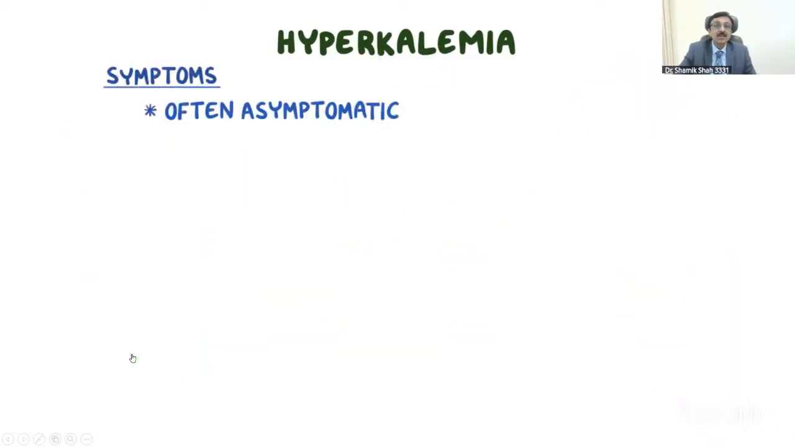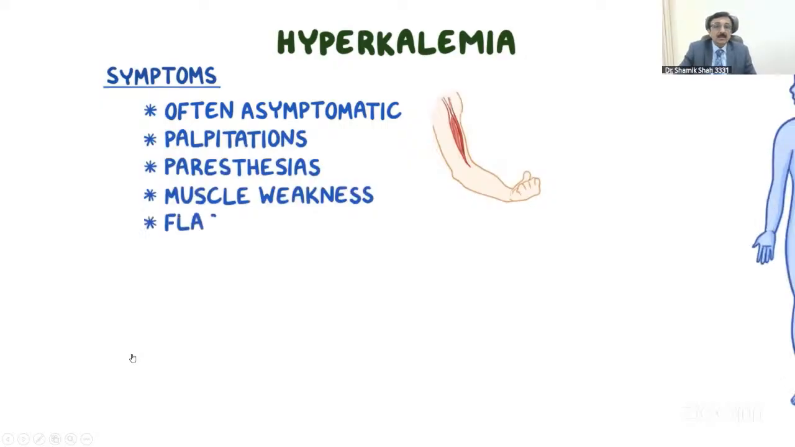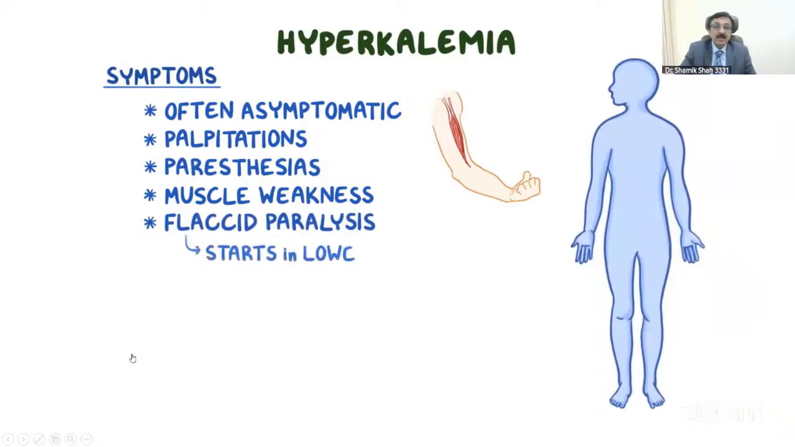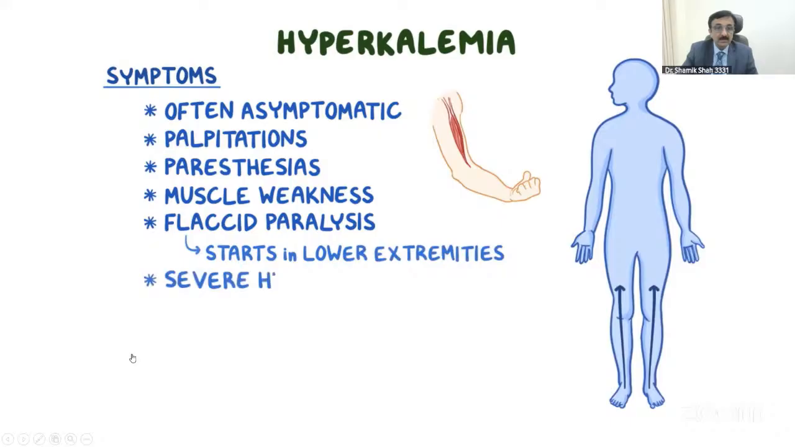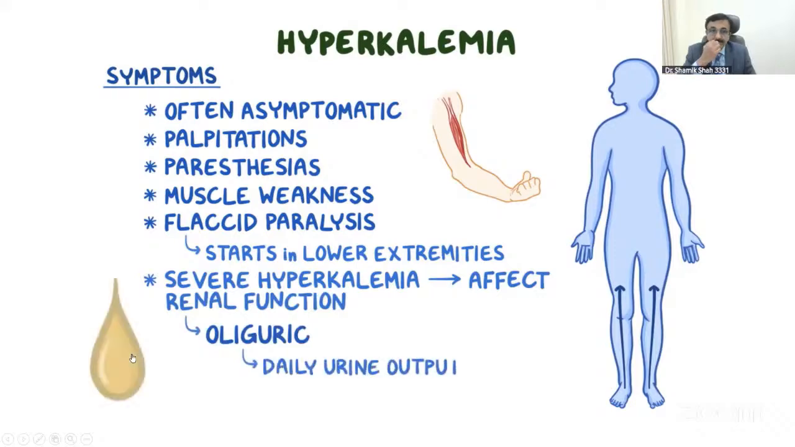What are the symptoms? Patients are often asymptomatic, or they may complain of palpitations, paresthesias, or muscle weakness. This flaccid paralysis usually starts in the lower limbs and goes up. When there is severe hyperkalemia, this can affect the renal function as well. So the patient may become oliguric when the daily urine output drops below 400 mL.